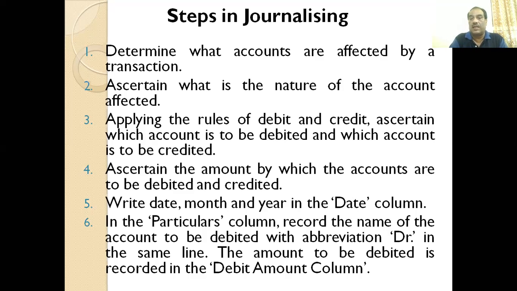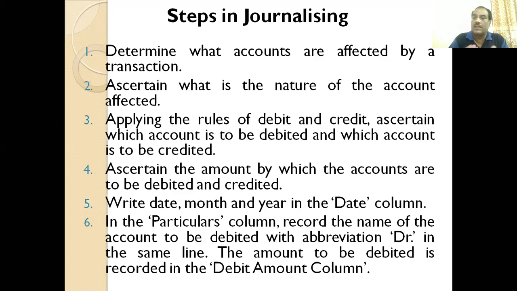Then the third step is applying the rules of debit and credit. Ascertain which account is to be debited and which account is to be credited. So this is very important that we must understand, we must recognize the nature of the account, and based on the nature of the account, one account is debited and the next account is credited. So it is necessary to ascertain which account is to be debited and which account is to be credited based on the nature of the account, and then applying the rules of debit and credit, entries are made.